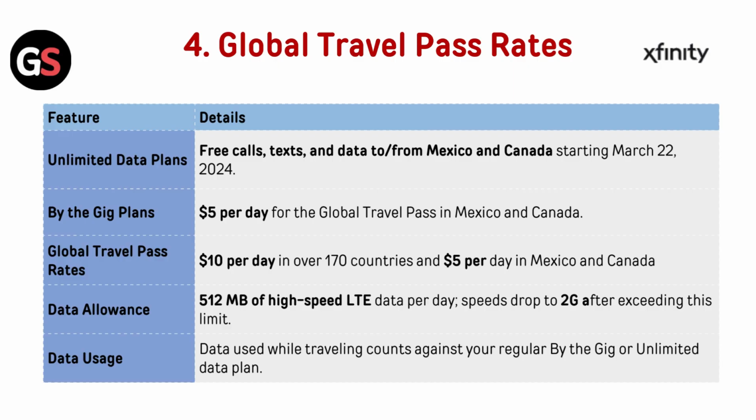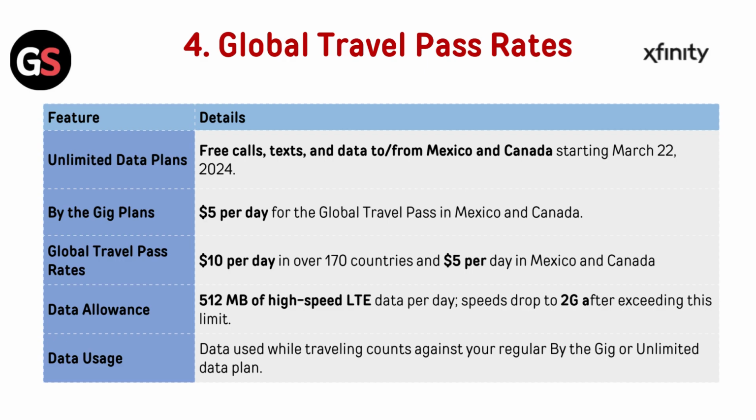Global Travel Pass rates, features and details. Unlimited data plans include free calls, texts and data to or from Mexico and Canada starting March 22, 2024. Buy the gigs plans: $5 per day for the Global Travel Pass in Mexico and Canada. Global Travel Pass rates: $10 per day in over 170 countries and $5 per day in Mexico and Canada.